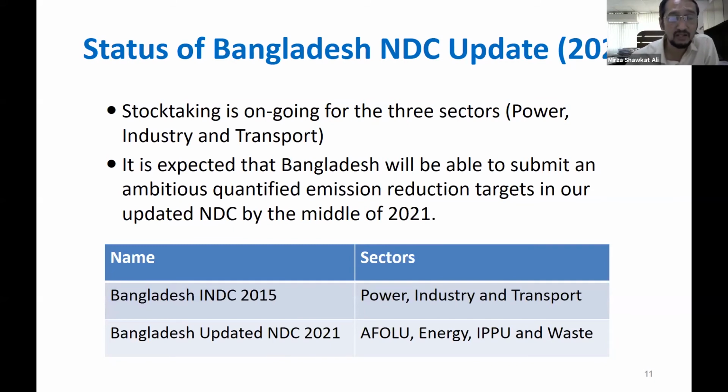You can see from the small table below that the Bangladesh NDC covered 3 sectors, but in the updated NDC we are considering that we will include a full sector: agriculture, forestry, and other land use, and under energy, power, industry, and transport will come, and we will include industrial process and product use and the waste sector. So we are trying to make it more comprehensive. Next slide, please.